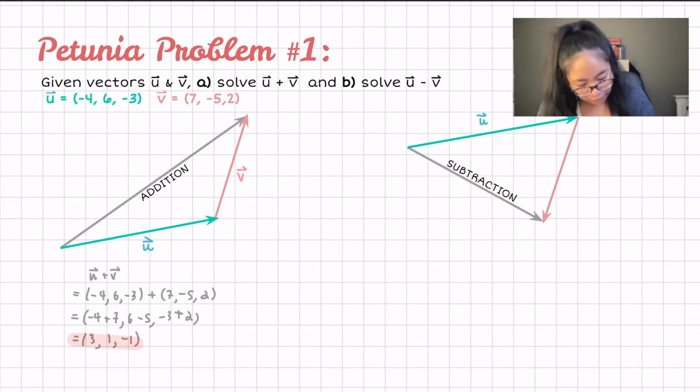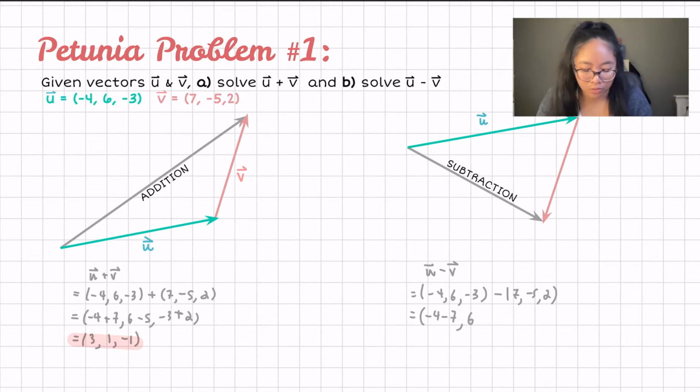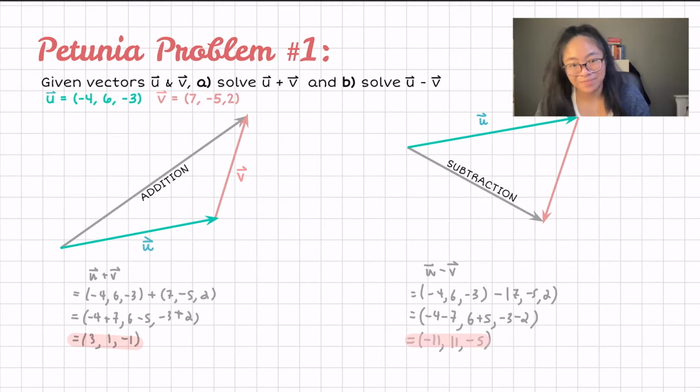Now to solve for that gray vector, let's rewrite u subtract v this time. Just rewriting the given vectors, now we're going to subtract -5 and 2. We have -4 subtract 7. We have 6, and now that we're subtracting a negative, we can just add 5 because it's equivalent. -3 subtract 2. We're going to end up with -11, 11, and -5. So that is our answer for the second practice problem.